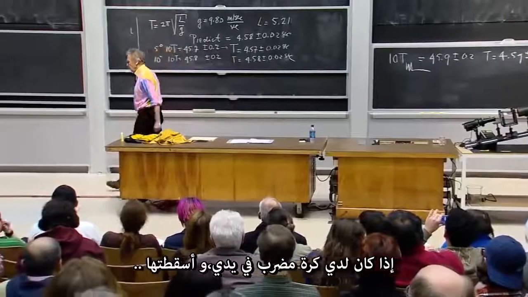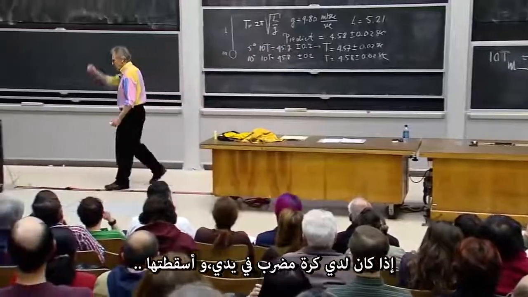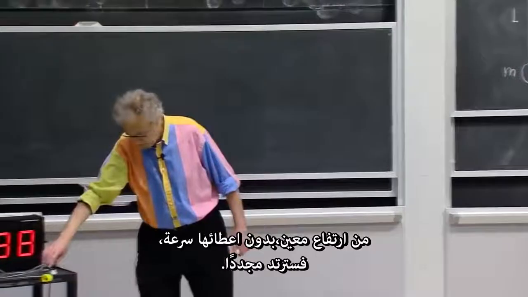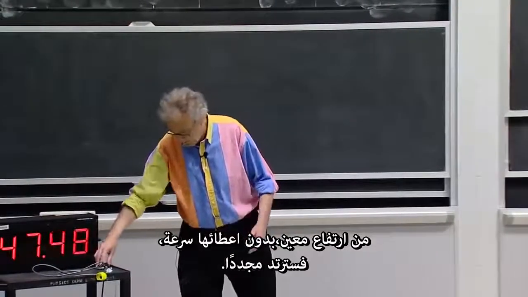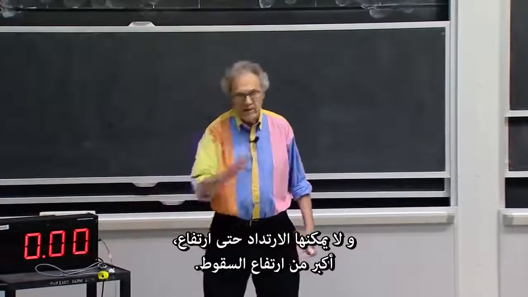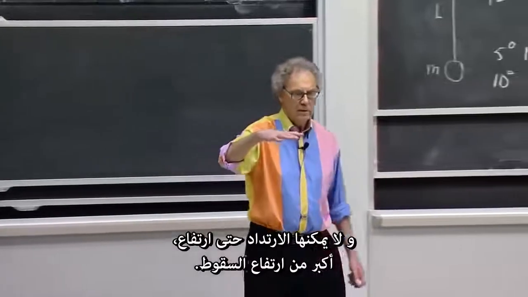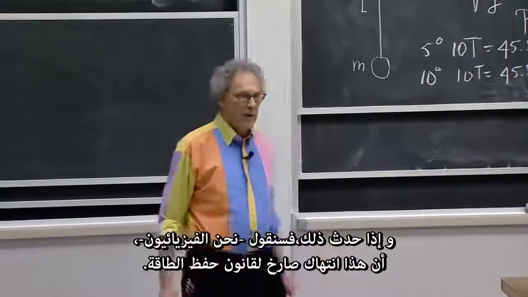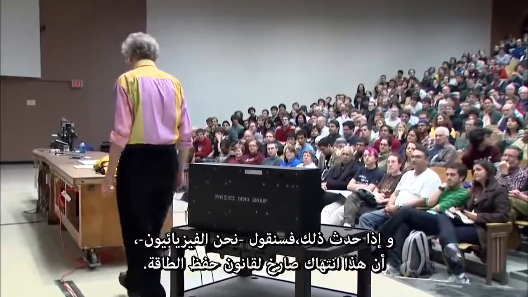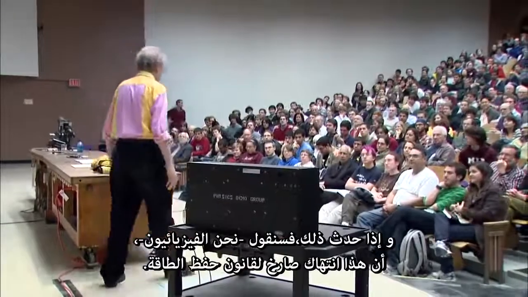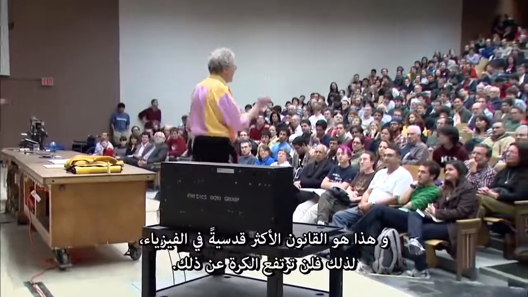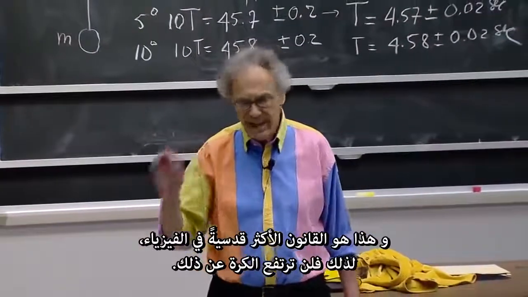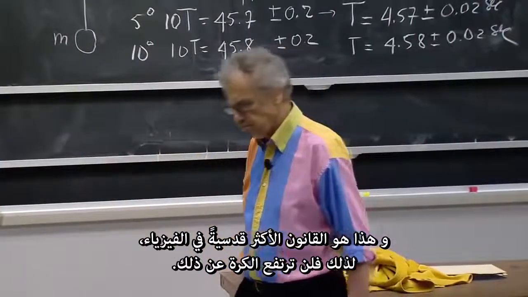If I have a tennis ball in my hand, and I drop the tennis ball from a certain height, give it no speed, and it will bounce back, then it can never bounce higher than where it started from. If it did, then we physicists would say that is a gross violation of the conservation of energy, and that is the holiest of all laws in physics. It cannot go higher.